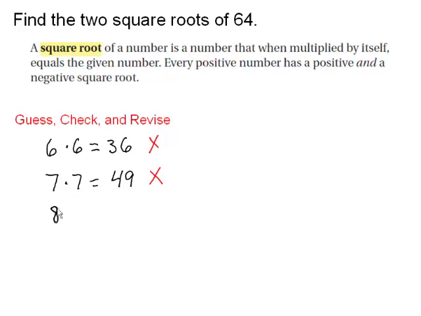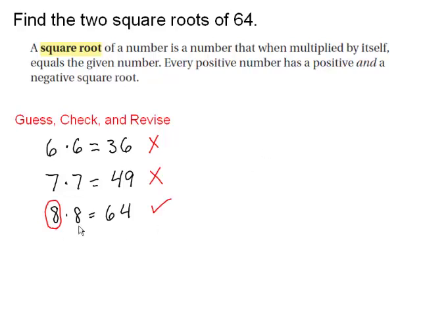Let's guess 8. 8 times 8 is 64. 64 does equal 64. This means that 8 is a square root of 64. Now we need to find the second square root of 64. In the definition of square root, it says that every positive number, in this case 64, has a positive and a negative square root. This means that our second square root will be a negative number that when multiplied by itself equals 64.